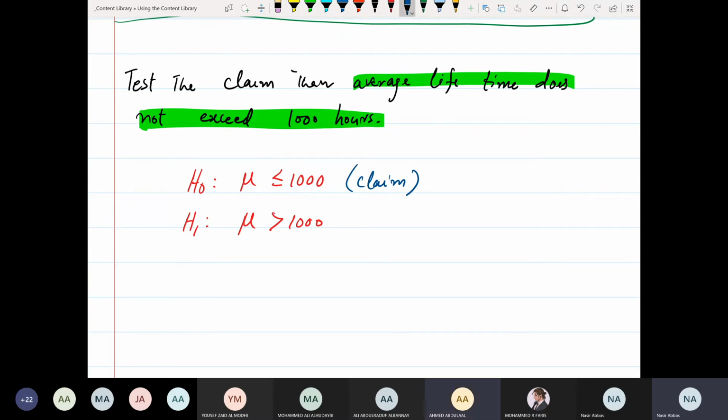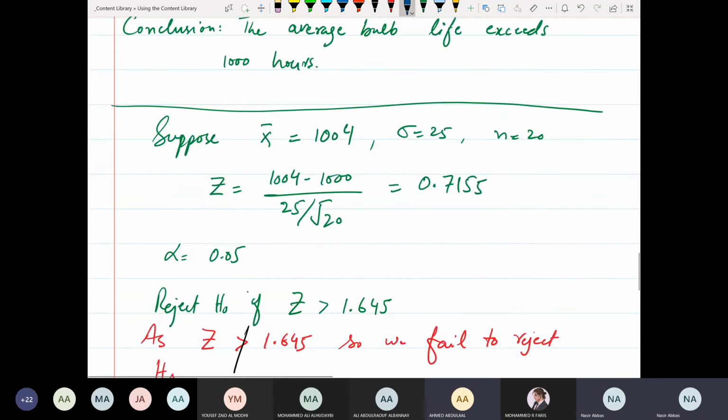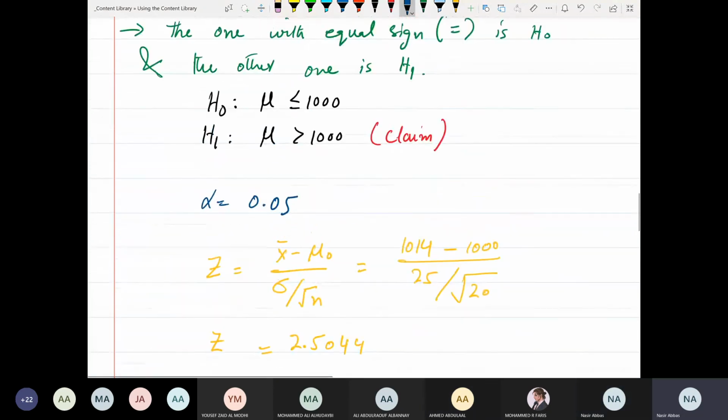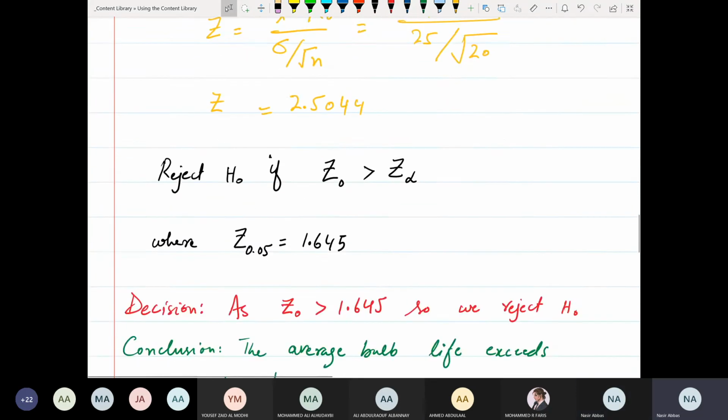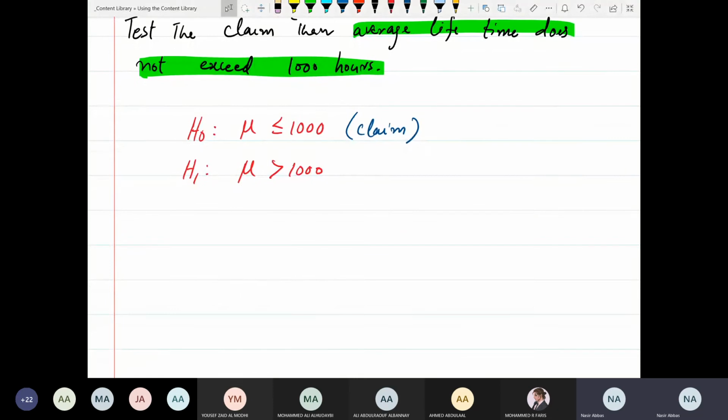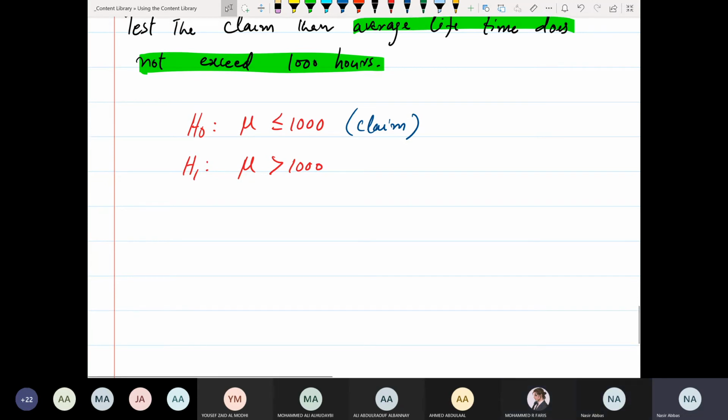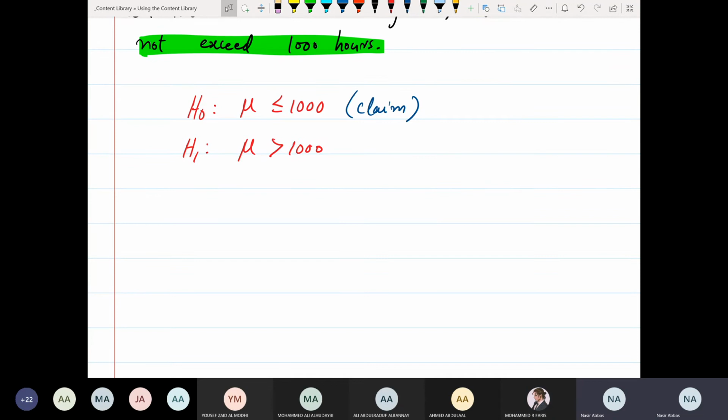So H0 is always the claim? No, in the question you just solved, H1 was the claim. So I gave you the opposite example immediately. Here, H0 is the claim. Yes, Muhammad Faris. Doctor, can he say the average lifetime exceeded by 1,000 hours? No, I will not say that. I can understand this exceed and exceeded by is disturbing all of you.